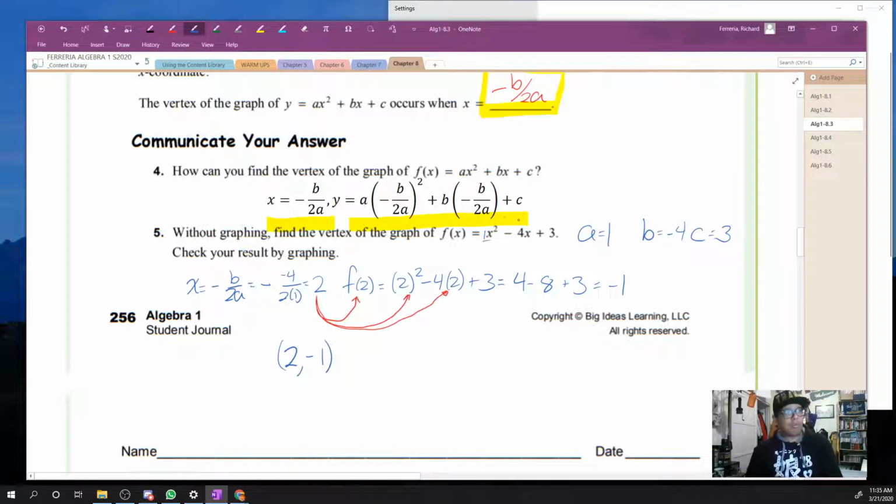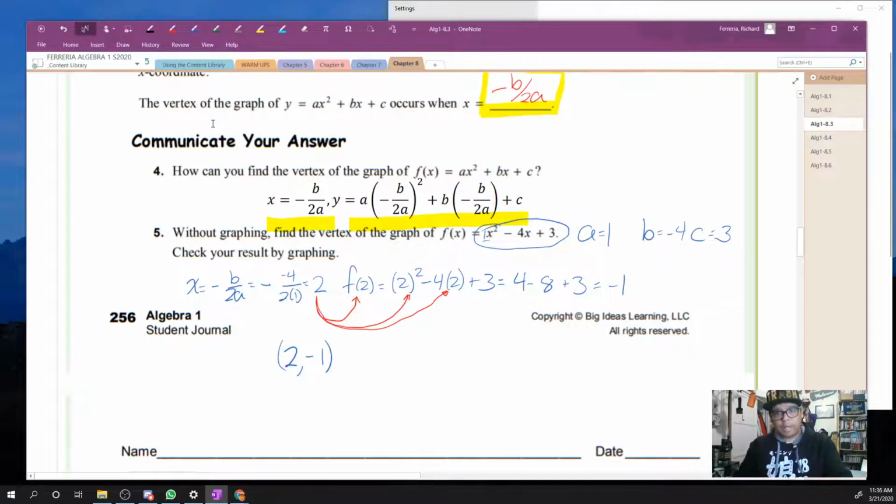Take a minute and pause the video, graph this in your Desmos, and let's see if we get the same result with the vertex at 2, negative 1.